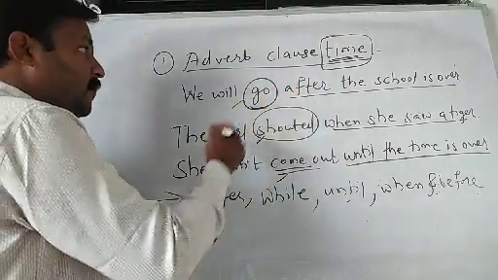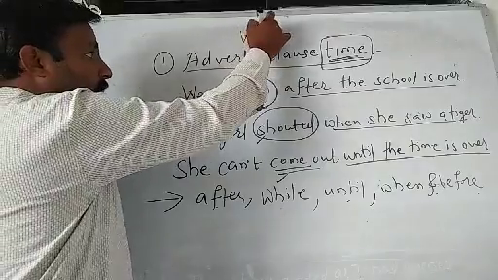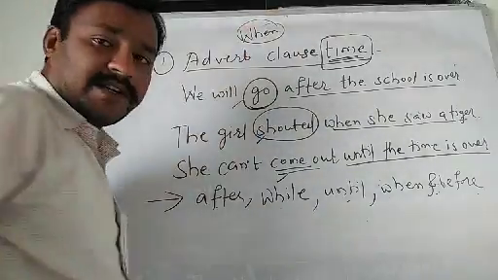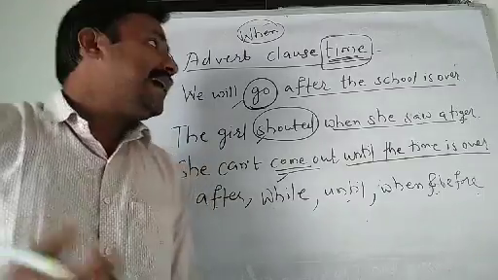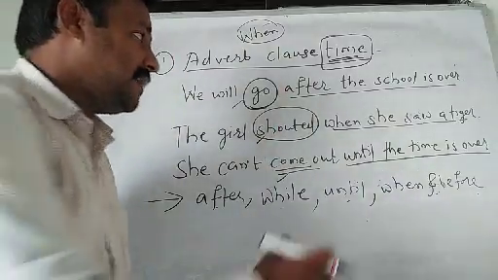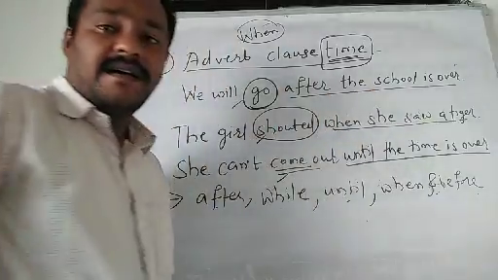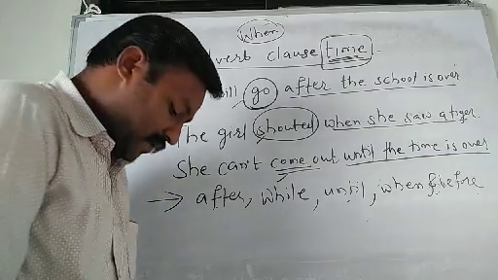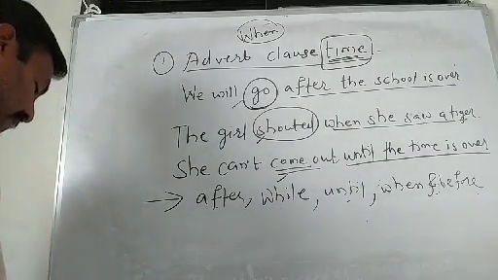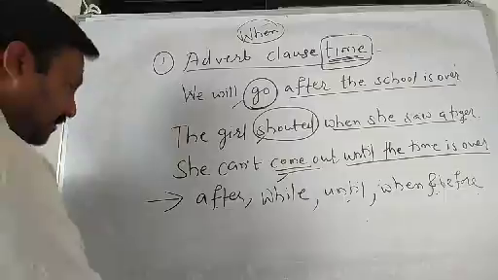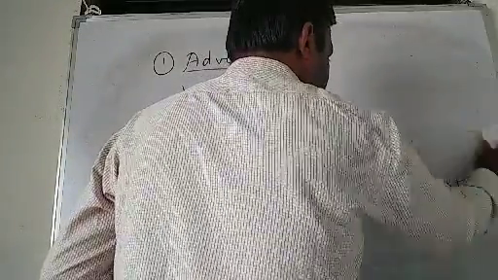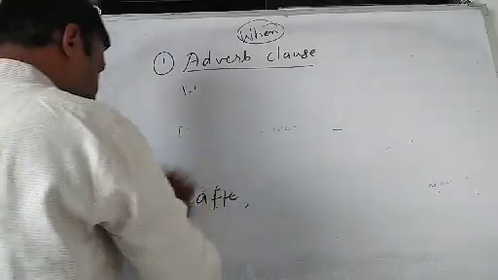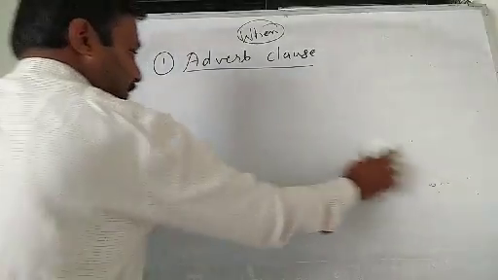One more trick: if you ask a question with the help of when, when the action is performed, you will get the time of that action, and that answer will be adverb clause of time. So next type, adverb clause of place, we will discuss with some examples.